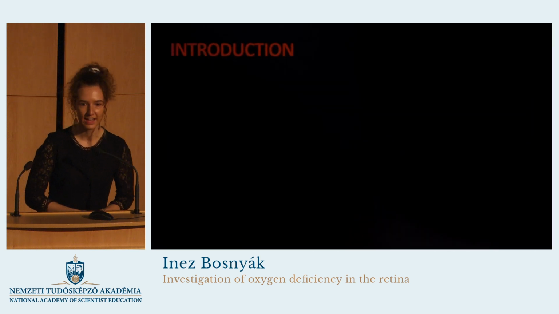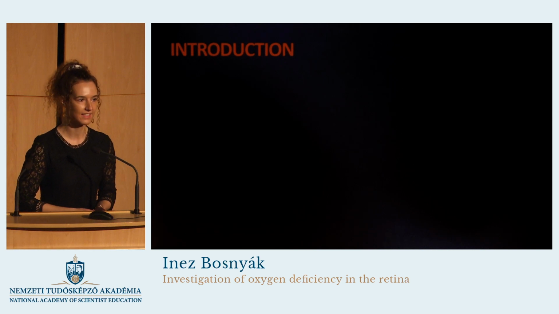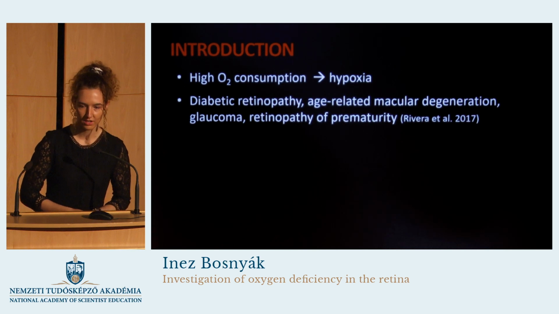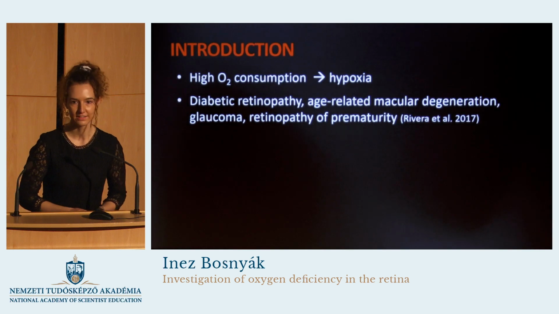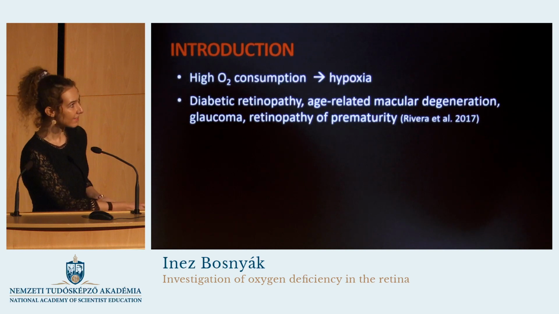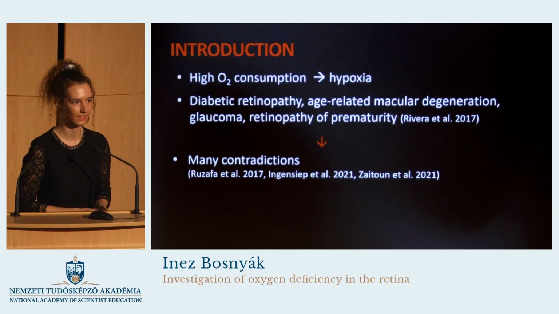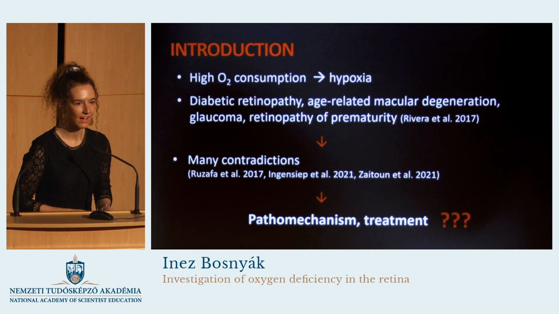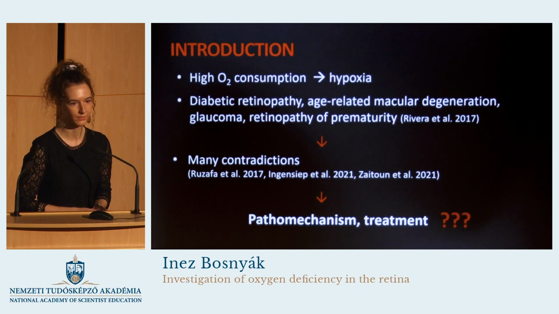The retina has one of the highest oxygen consumptions and metabolic activities, so lack of oxygen supply easily leads to visual impairment. Diabetic retinopathy, age-related macular degeneration, glaucoma, and retinopathy of prematurity. These diseases have very different etiologies, however, they are all caused by the hypoxic state of the retina. Despite the prevalence and the severity of these conditions, we have no effective side effect-free treatment options. In addition, the pathomechanism is not fully understood. That's why our research group aimed to better understand these diseases and to find new potential therapeutic targets.